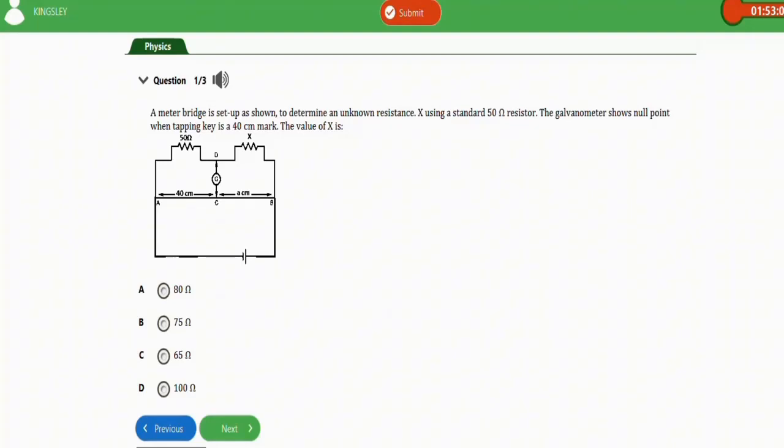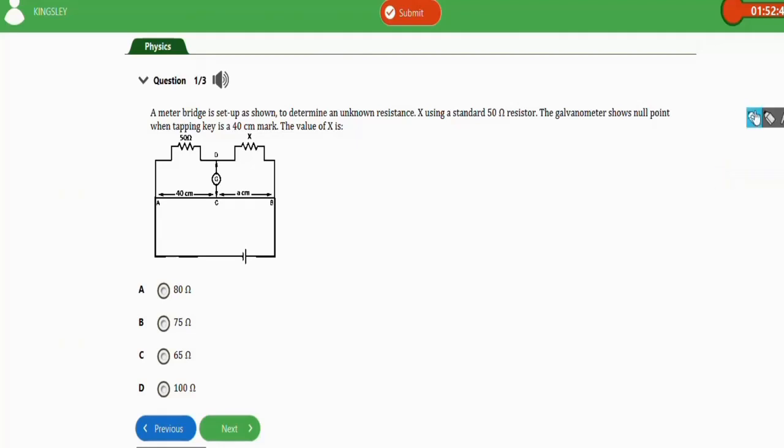Alright, now before we begin to solve this question, let's know what a meter bridge is. For those of you that might not know, a meter bridge basically is a device used to determine the unknown resistance of a coil or any other material that is a conductor. Alright, so having known that, let's go ahead and solve this question.